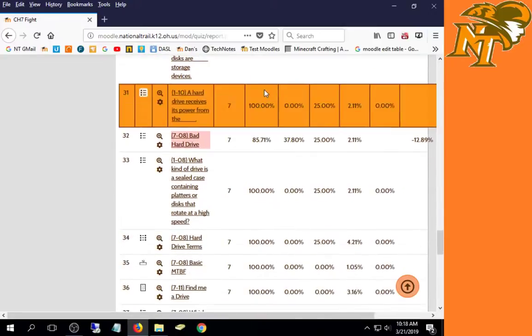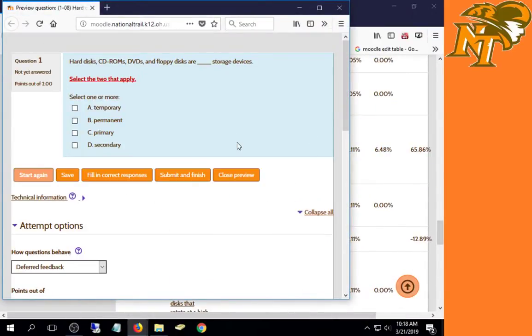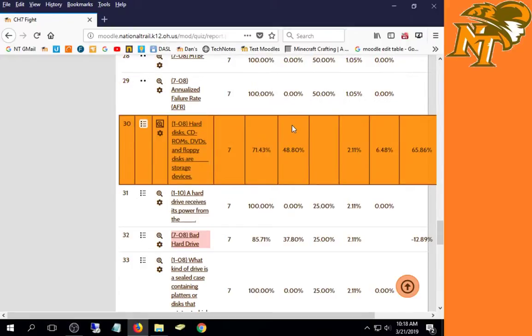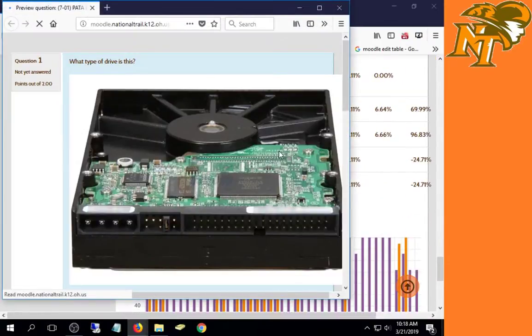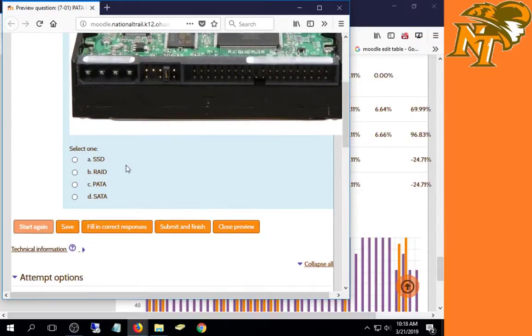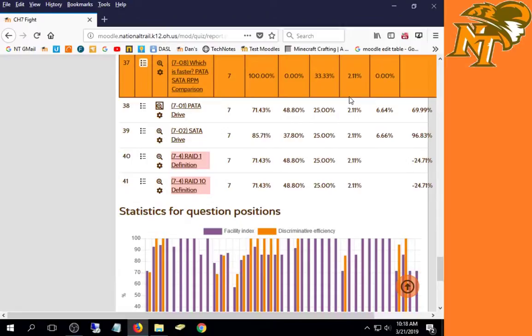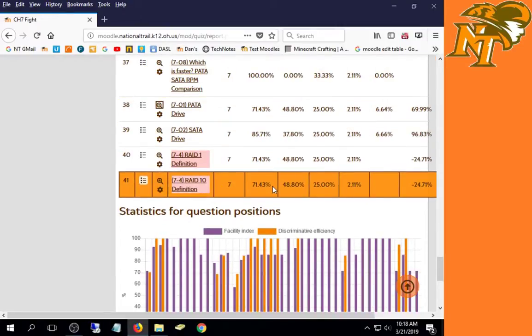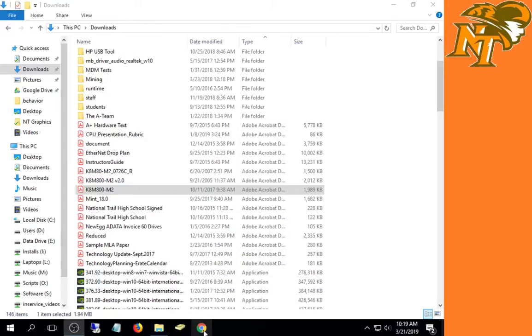Anything else horribly wrong? Let's see. Oh, really? This was not supposed to be hard. Hard drives are permanent and secondary storage. That's right out of chapter 1. Boo. Anything else? 71. PATA drive. So what type of drive is this? It's a PATA drive. That's why it's got a picture of the connection on there. Have a good vacation. The RAID ones are right out of the RAID reading section. Should have been able to just read that. And we're done. Have a nice vacation.